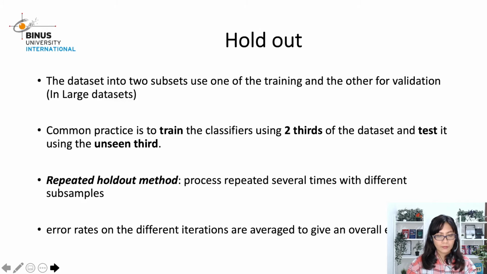The third technique is called holdout. Large datasets can be divided into two subsets, one for training and the other for validation. The common practice is to train the classifier using 2/3 of the dataset, or 70%, and test it using the unseen third, or 30%. We can also apply the repeated holdout method, which is a process repeated several times with different subsamples. Error rates on the different iterations are averaged to give an overall error rate.